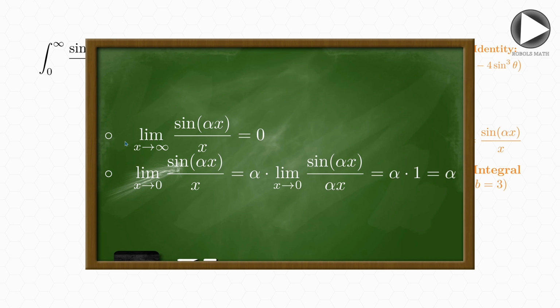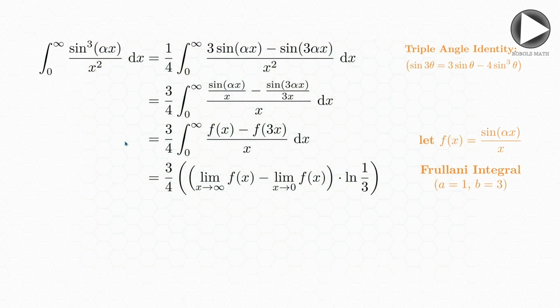Okay, now going back, we just substitute the values of the limits. Then we have here 3/4 times the difference of 0 and alpha multiplied by ln of 1/3. Now 0 minus alpha is just negative alpha. And then this ln 1/3 can be expressed as negative ln of 3. So this entire expression here can be simplified to 3 alpha over 4 times ln of 3. And that's our final answer.